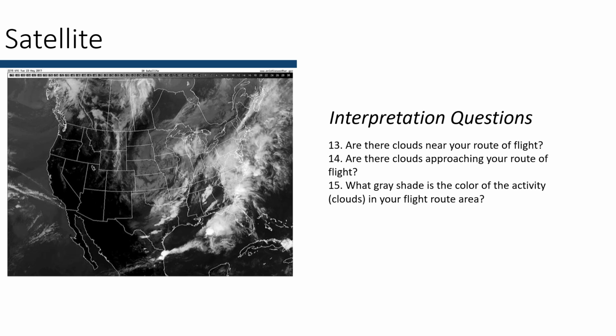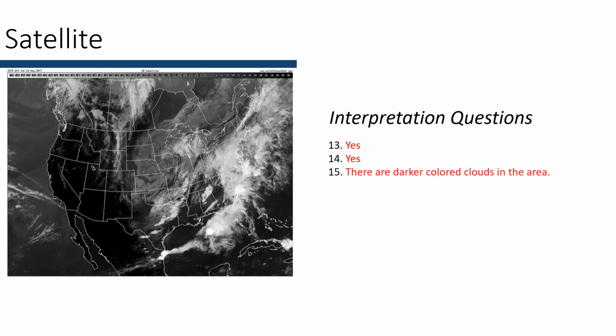This brings us to our next set of interpretation questions. Please read through the questions and write down your answers. Now let's go over the answers. Question 13. Are there clouds near your route of flight? The answer is yes, there are clouds nearby.